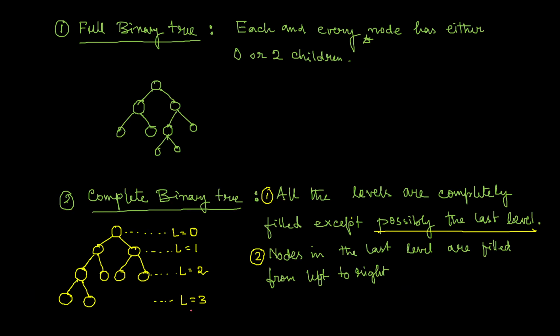But you cannot make a relation between a full binary tree and a complete binary tree. Because if I don't have this node, then also it is a complete binary tree, but it is not a full binary tree. And if it is a full binary tree, then since there is no rule that the last level is filled up from left to right, a full binary tree cannot be assumed to be a complete binary tree.